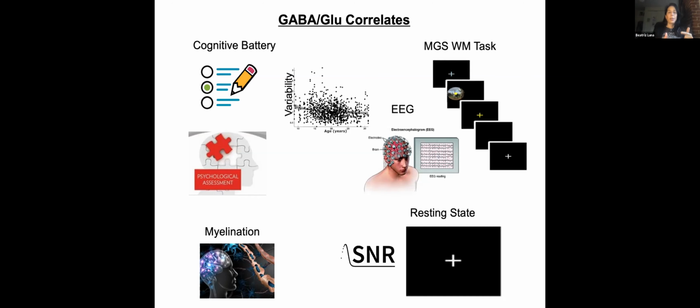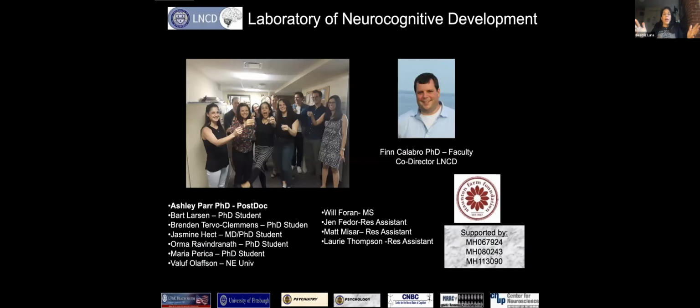We have this MTR view of myelination obtained at 7T. We also look at EEG because we're interested in these changes in variability that I was talking about, but we're also interested in getting an understanding of how signal to noise ratio at the level of EEG, which is a more direct measure of neural activity, is coinciding with this regain and balance of GABA and glutamate.